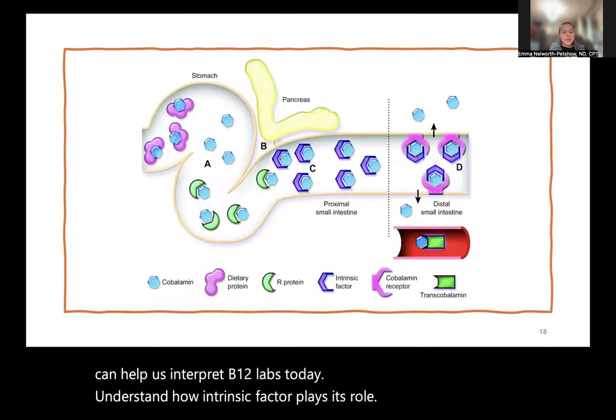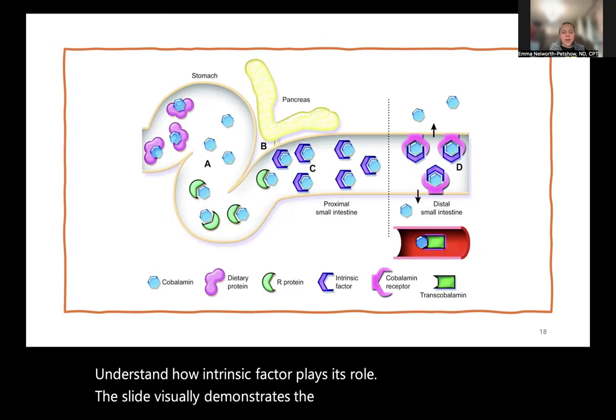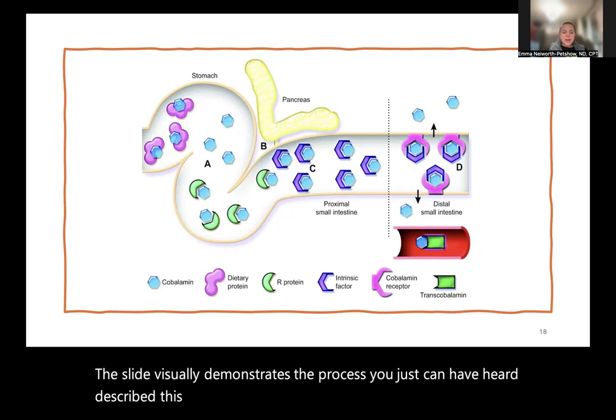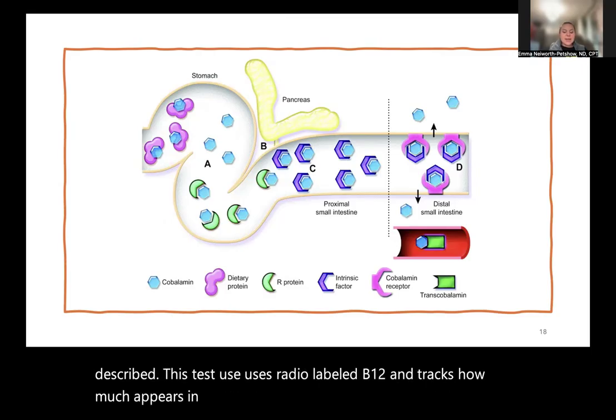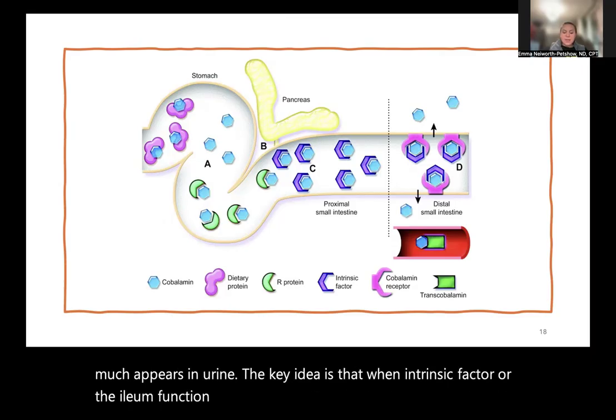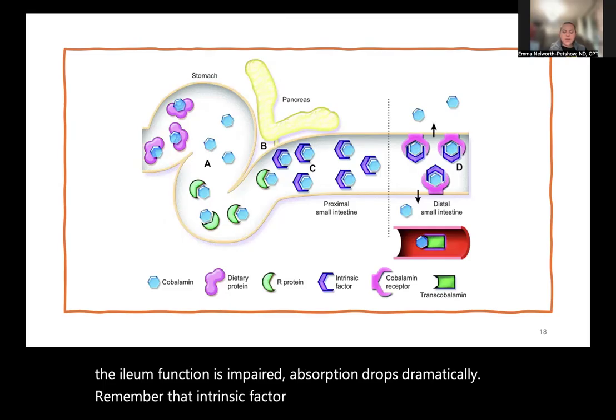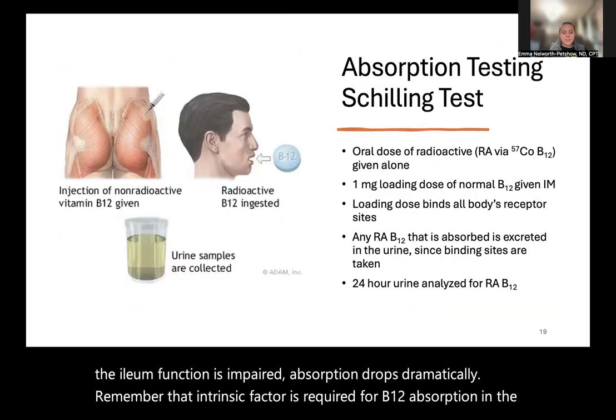This slide visually demonstrates the process you just heard described. This test uses radio-labeled B12 and tracks how much appears in urine. The key idea is that when intrinsic factor or the ileum function is impaired, absorption drops dramatically. Remember that intrinsic factor is required for B12 absorption in the terminal ileum.